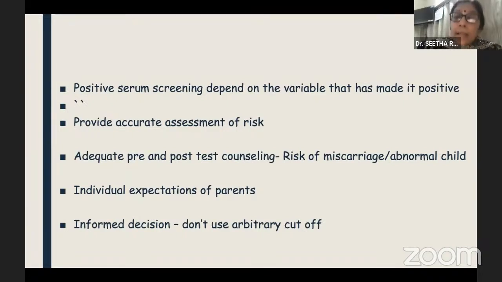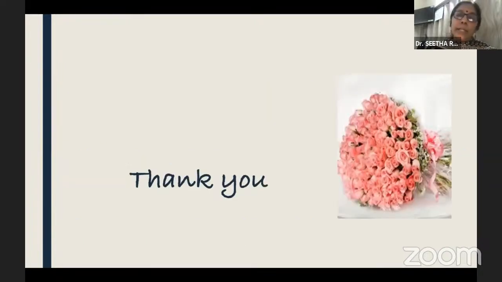It is for us to tell them what the facts are and what the probabilities are, and it is for them to decide what they need to do with the pregnancy. So it needs to be an informed decision, and just don't use arbitrary cutoffs. Look at the markers, look at what they're trying to say, and then you can take a call while counseling them. Thank you so much for your patient hearing.